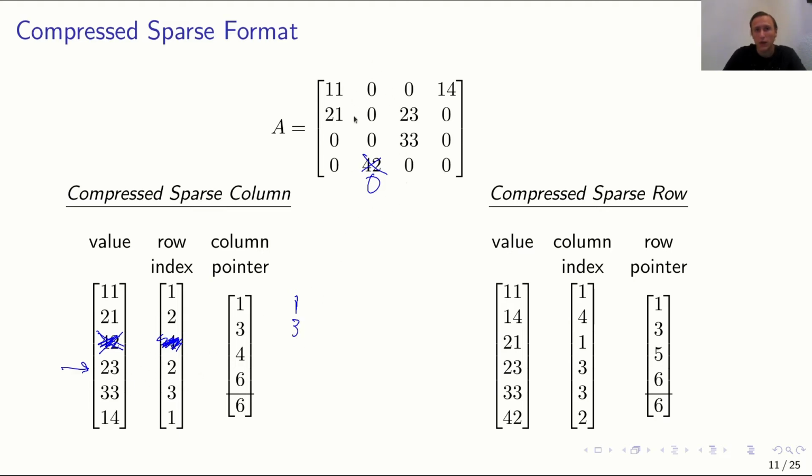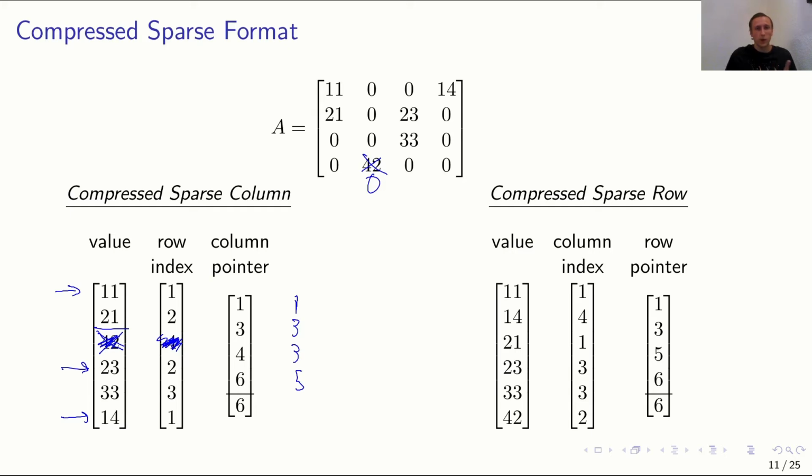Our second column is just 0, so it's empty. So really our third column is also going to start in the third position, meaning that our column pointer is going to look like this here, where we have 1 to indicate that our first column is going to start over here, 3 to indicate that our next column is going to start over here, 3 again to indicate that actually the third column is starting over here, and then 5 to indicate that our final column is going to start right over there.